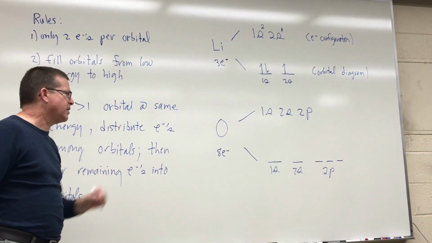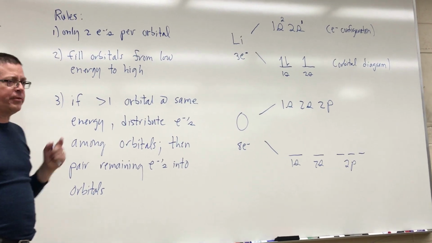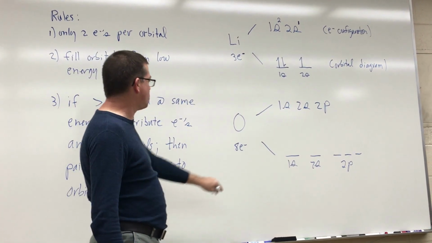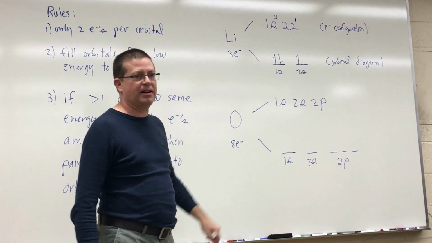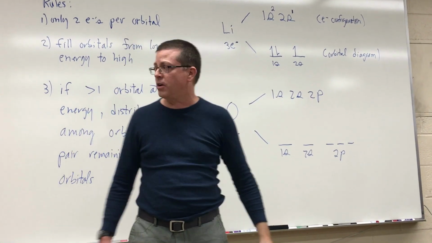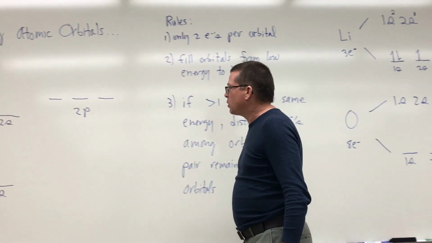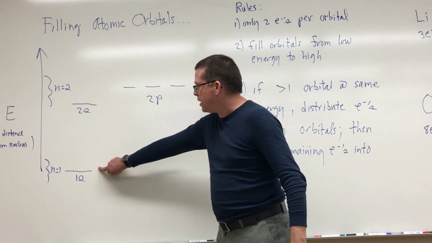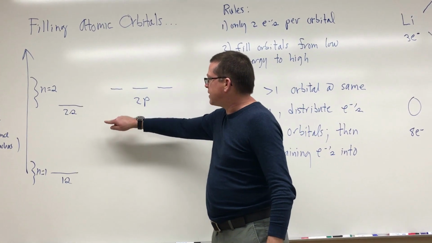So let's do another one. Let's take a look at oxygen. Now if we look up oxygen in the periodic table, we're going to find that it has 8 electrons in it. So we've got to populate 8 electrons. So if I look here, we've got plenty of space. I can put 2 here, put 2 here. That gives me 4.